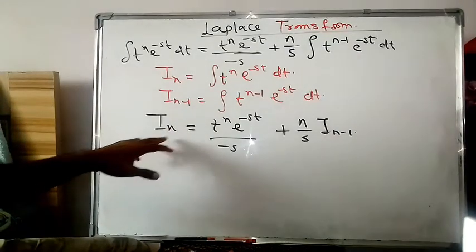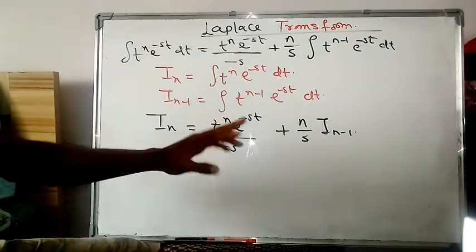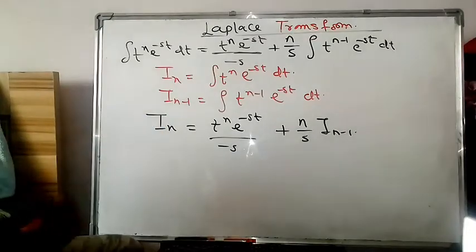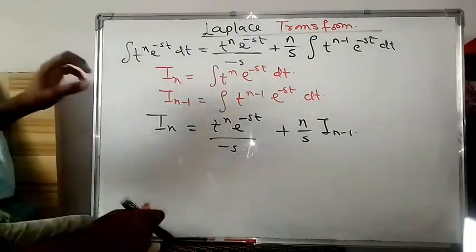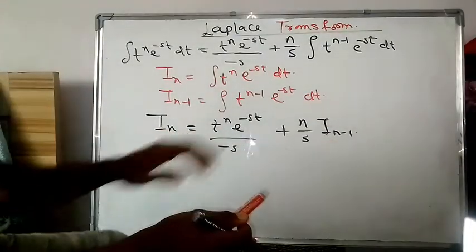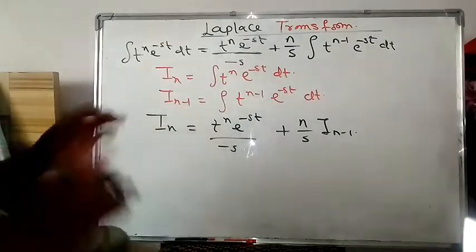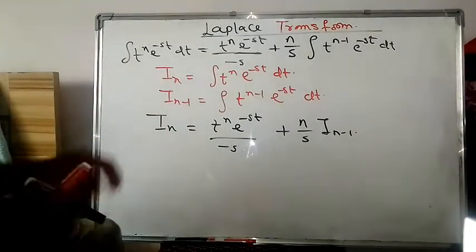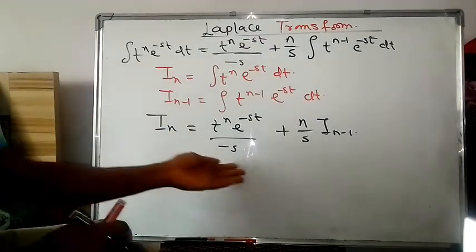So having I subscript n, and this is t raised to the power n, exponential minus st divided by minus s, plus n divided by s, I subscript n minus 1. So having I subscript n equal to this, we have not actually gotten the exact value of I, but we have successfully expressed I to be equal to something.